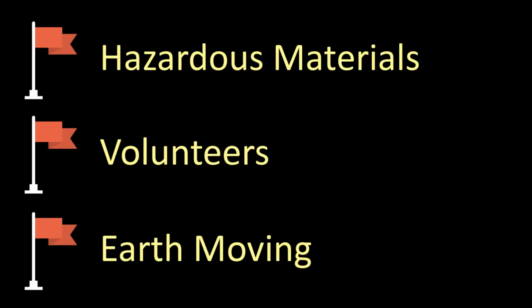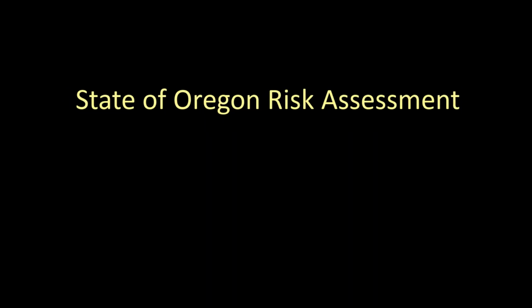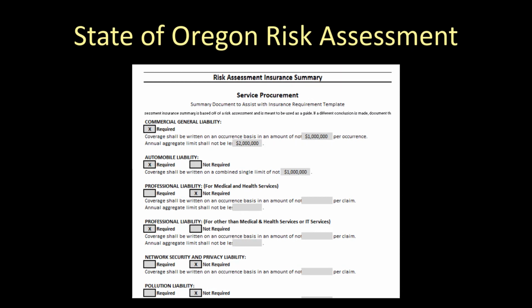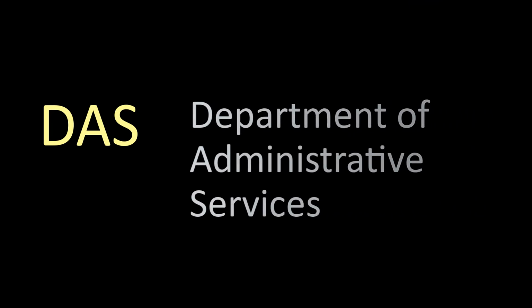If any of the 3 flags apply to your grant, fill out a State of Oregon risk assessment as part of your grant application process. It will show you the amounts and type of insurance that OWEB will require if you are successful in obtaining a grant. DAS stands for Department of Administrative Services.